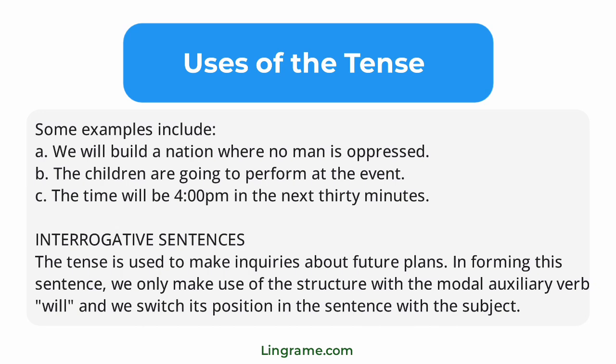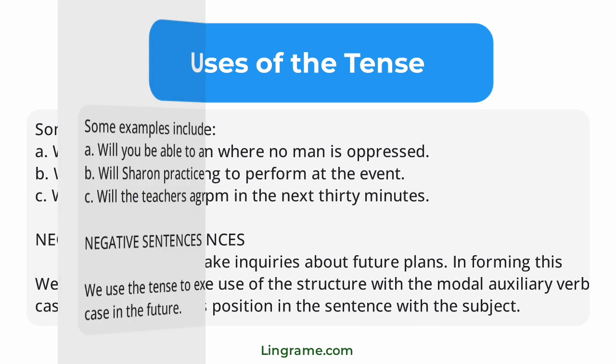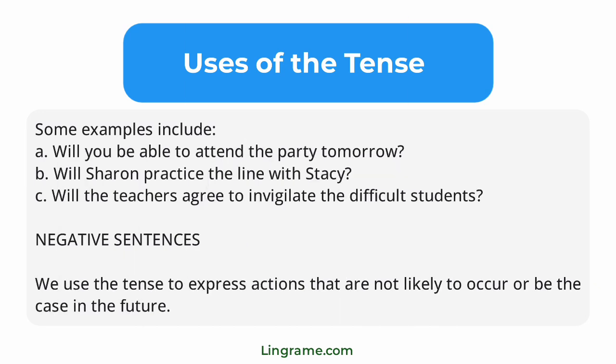Interrogative sentences. The tense is used to make inquiries about future plans. In forming this sentence, we only make use of the structure with the modal auxiliary verb will, and we switch its position in the sentence with the subject. Some examples include: Will you be able to attend the party tomorrow? Will Sharon practice the line with Stacy? Will the teachers agree to invigilate the difficult students?